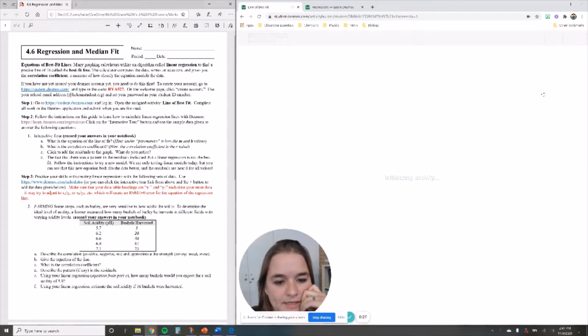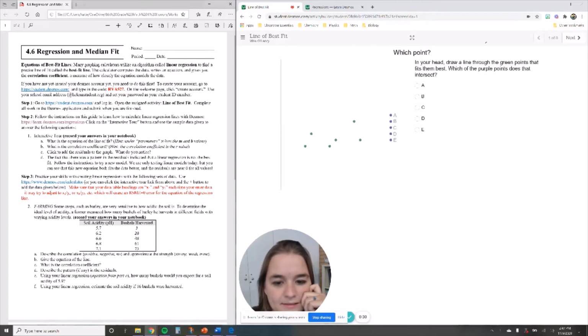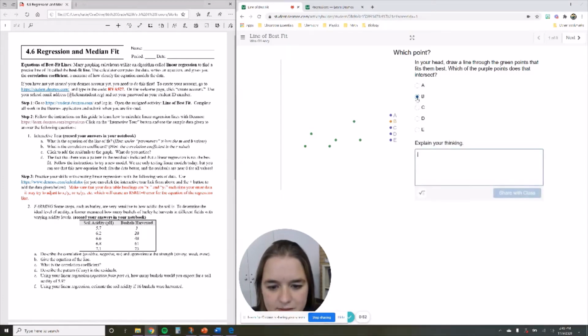So when this page opens here, it's going to ask us, in our head, draw a line through the green points that fits them best. Which of the purple points does that intersect? Well, if I look at this here, I'm just going to take a straight edge, a note card, and I'm going to try to figure out if I'm drawing my line of best fit using my skills from last year. I'm going to estimate that I think it's going to go through B. We'll use that as our estimation.